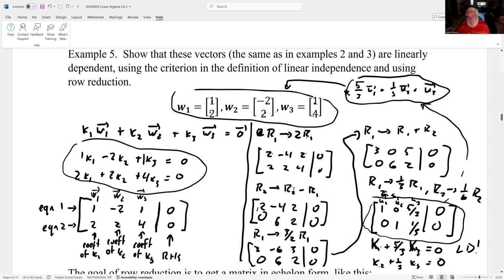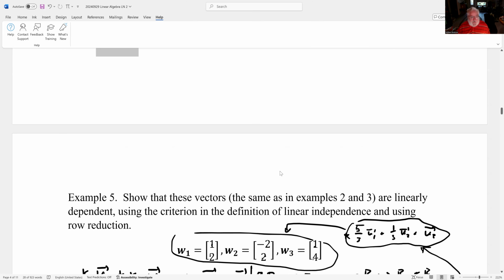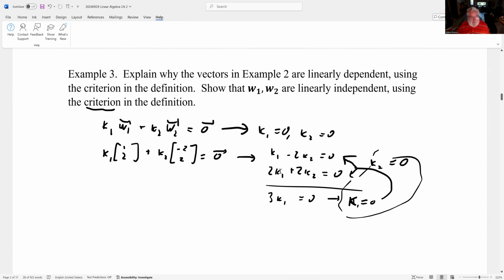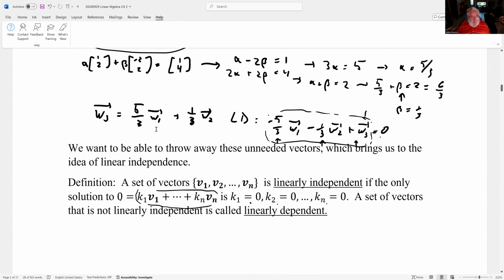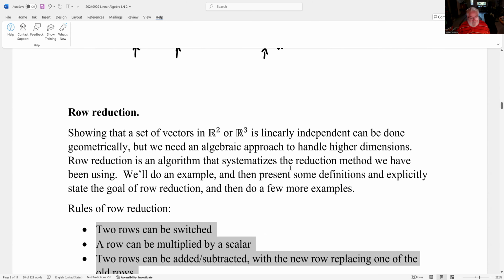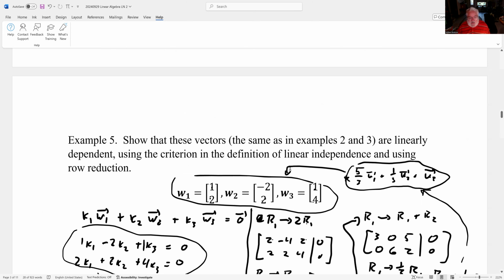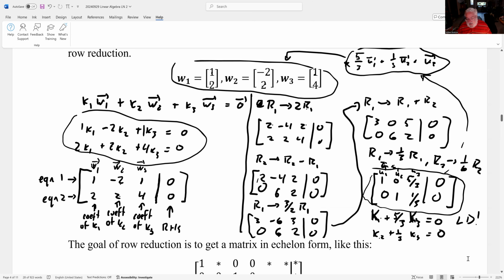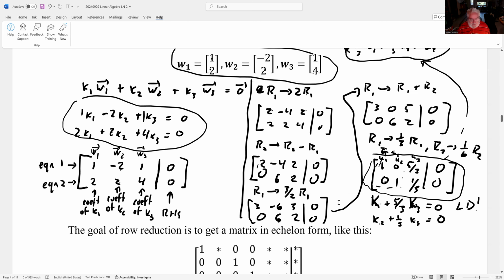That W3 is 5/3 of W1 plus 1/3 of W2. So that's one nice benefit of doing row reduction: it actually reveals relationships between your vectors. And that's why we want to get this kind of a situation here where we've got a 1 and a 0, 0, 1, and those are just numbers, because it reveals the dependence among those.